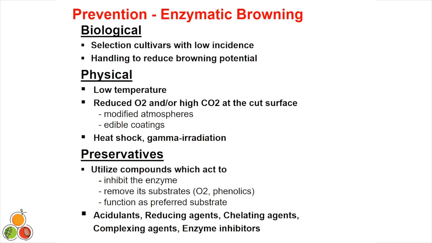Okay, so now, how do we control the browning? Already we talked a little bit about selection of cultivars or development of cultivars with genetic engineering, and handle it to reduce the browning potential, meaning don't damage it before we cut it, right? And then our main strategies for fresh cut would be low temperature, and secondly the modified atmosphere. And then in some cases, we are using additional compounds or preservatives as a general term. So we're going to run through a few of these: acidulants, reducing agents, and sort of what they do, just for you to have this information, okay?